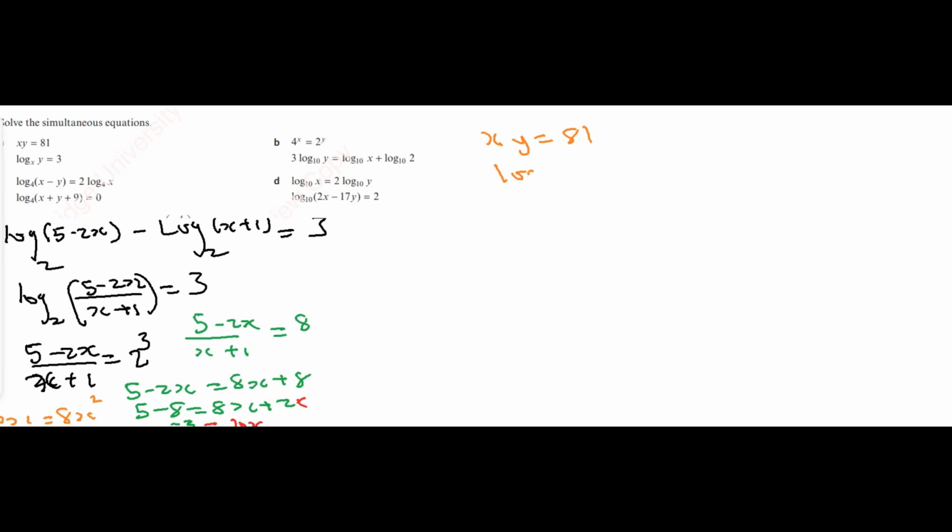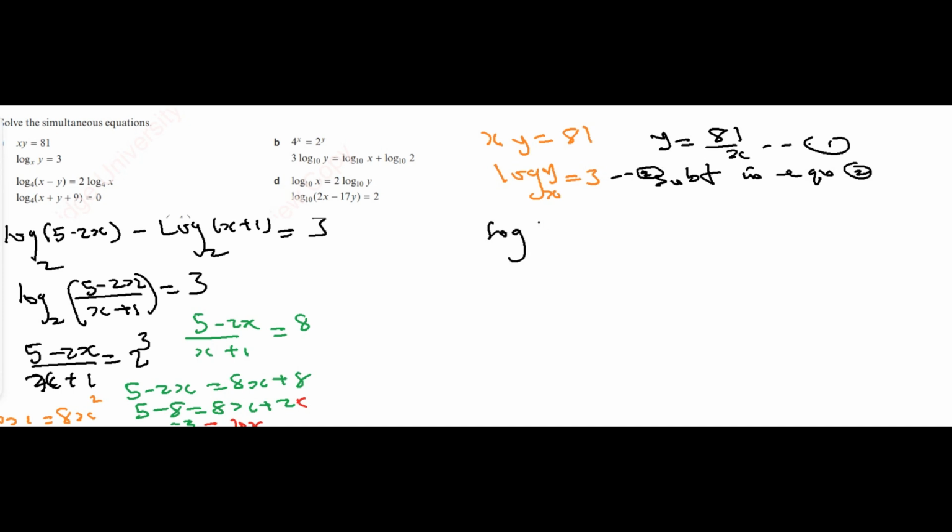So log xy equals 3. If I make y the subject of the formula, y is equal to 81 over x. Then I can substitute this in equation 2. That does not mean if I make x the subject I will not get my answer. I will, but I am just looking for something a little more convenient that I can do very fast. Instead of writing y, I will write log of 81 over x base x equals 3.